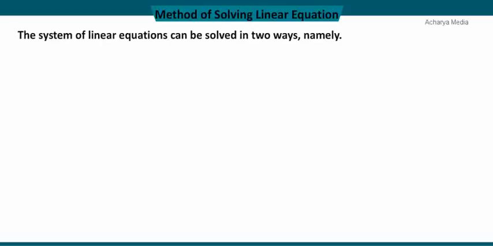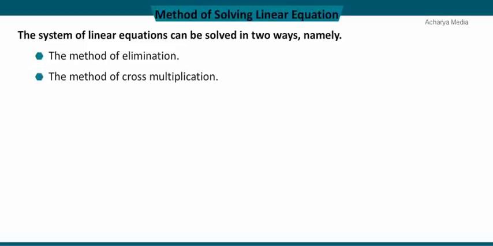There are two ways in which you can solve the system of linear equations, namely the method of elimination and the method of cross multiplication. Let us use the method of elimination to solve the system of linear equations. Solve x plus y is equal to 16 and x minus y is equal to 6. Step 1. The coefficients of y in the equations are plus 1 and minus 1. They have the same absolute value and opposite signs.